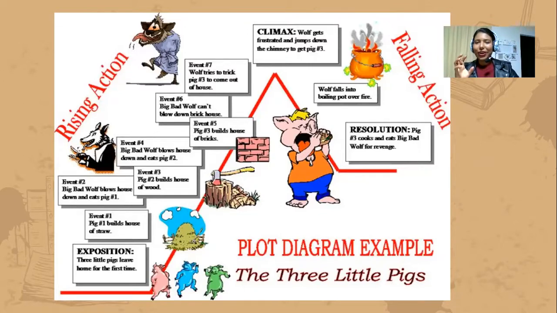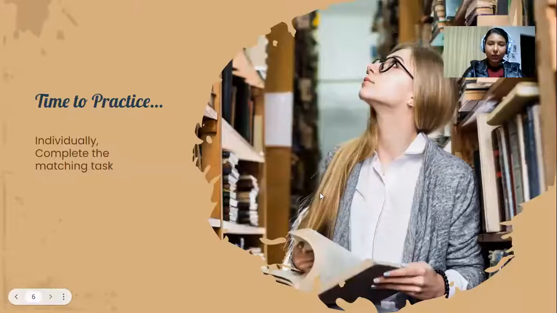Okay, remember that this story has different versions, but in this version I can say that it's a good example to apply that plot diagram. Okay, remember guys, you have to follow this structure in order to include coherence so that your story makes sense. Okay, I hope that you really understand what the plot is about. So now it's time to practice. So individually, you will complete a matching task. I will share the link with you, and we are going to start right now.